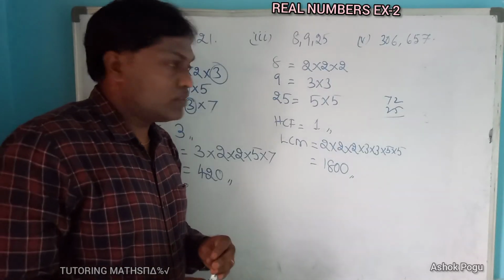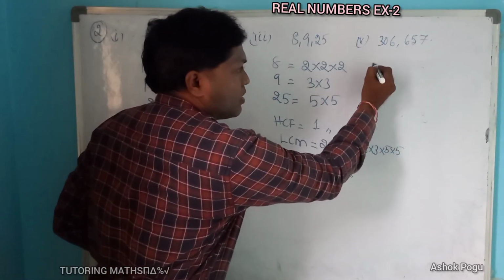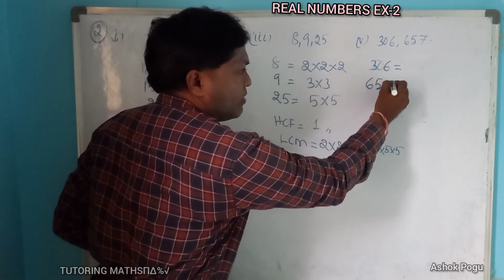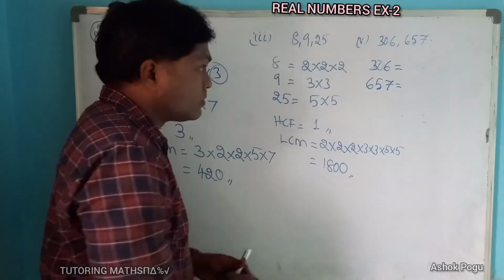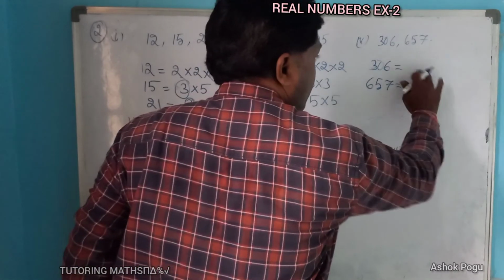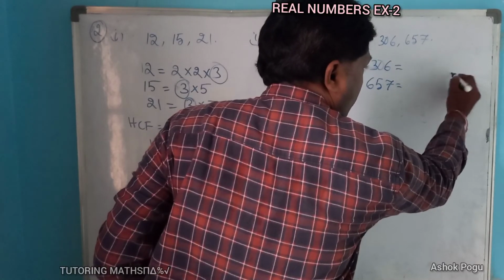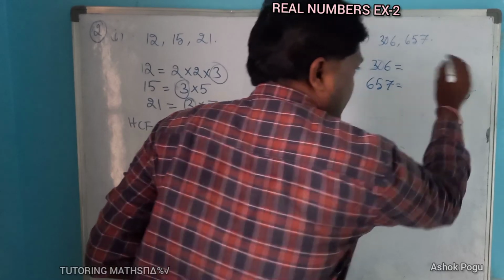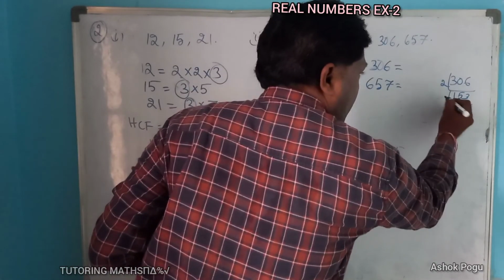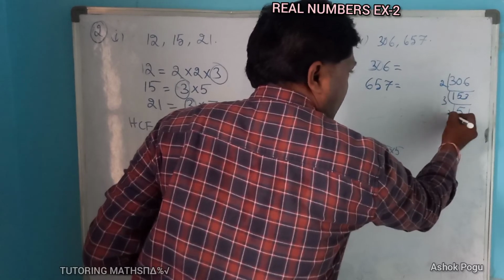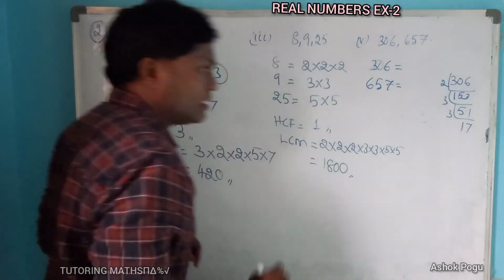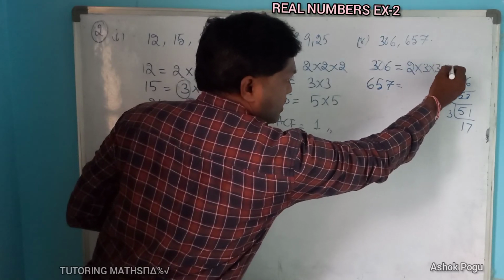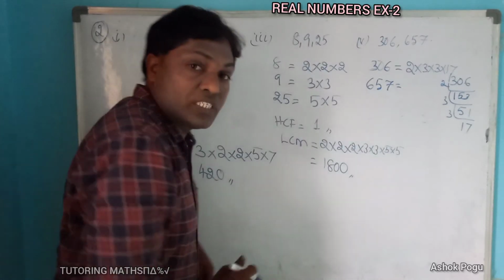Let us check one more. 306 and 657. Write the prime factors of both. Yes, 306. You find the prime factors. First of all, 2 table: 2 1s are 2, 2 5s are 10, 2 3s are 6. Exactly. Now 3 table: 3 5s are 15, 3 1s are 3, and 3 table, 3 17s are 51. Write all those prime factors: 2 into 3 into 3 into 17.